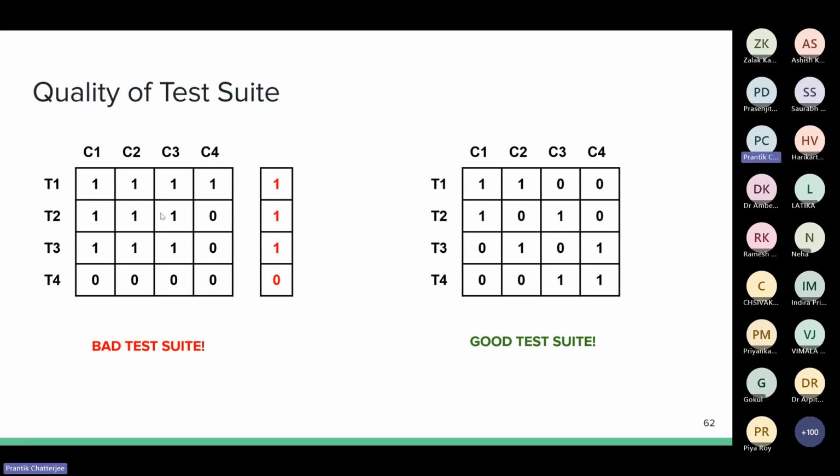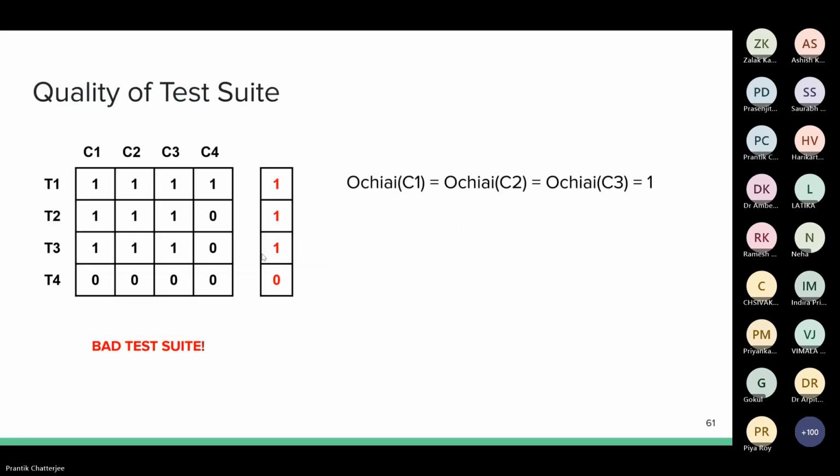so the question is, why was the first test suite not good for fault localization, and why were all the OCI scores the same? Because the way you compute the OCI scores is that for each component, you take the column and you take the error vector to produce your score. Now the problem is, in this case, you see for components C1, C2, and C3, all of their patterns are exactly the same. All of them were executed in T1, T3, and not executed in T4. So obviously they will get the same score.